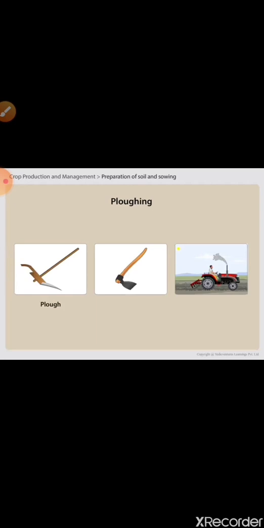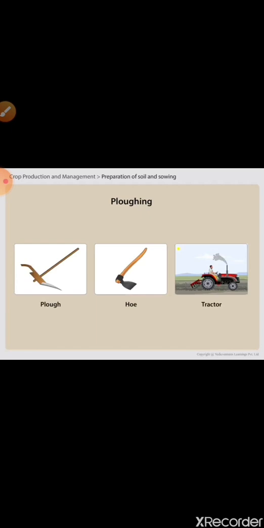Children, we have discussed how we have to prepare soil for agriculture. So, with the help of this video, you are able to see how actually we prepare the soil for agriculture. Let's see. Preparation of soil.